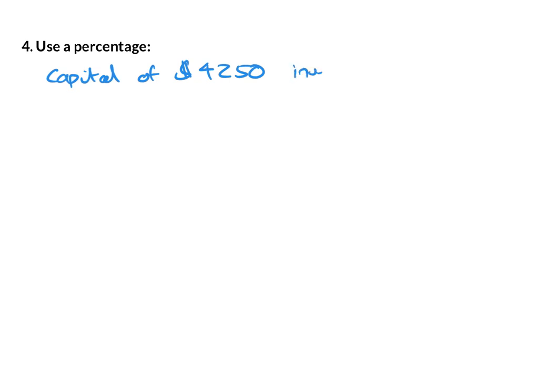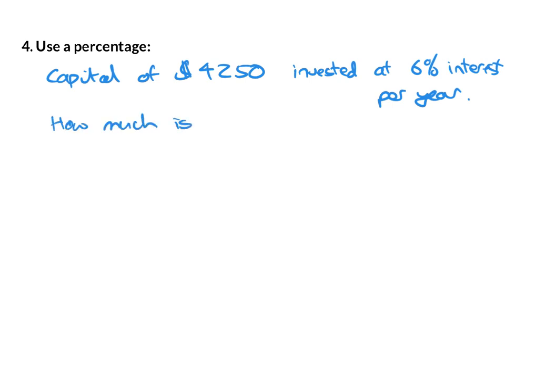It is invested at 6% interest per year, sometimes called per annum. How much is this worth after, and we'll do 1 year and 2 years.